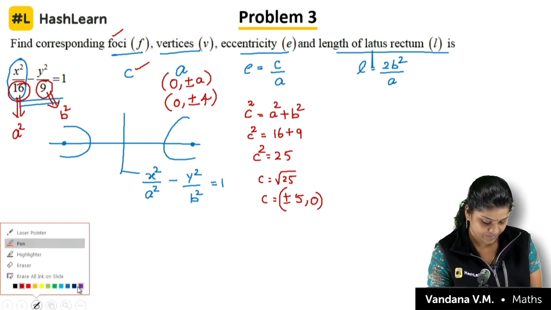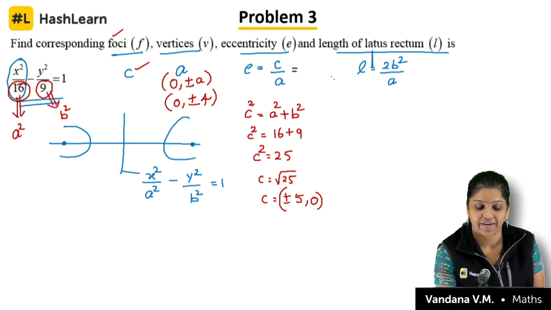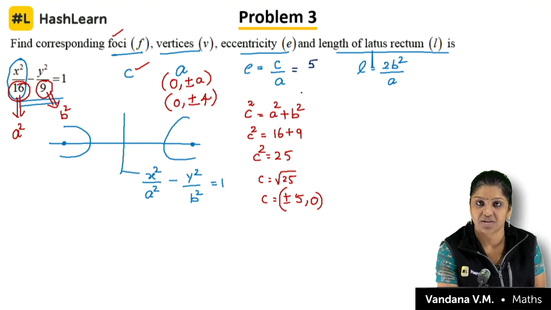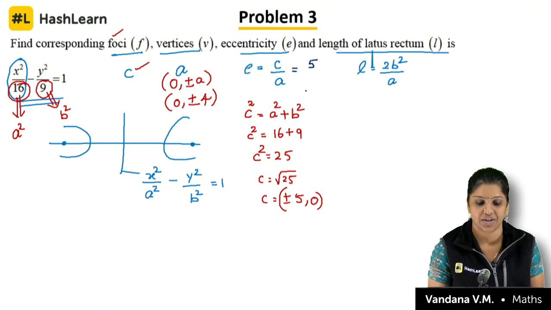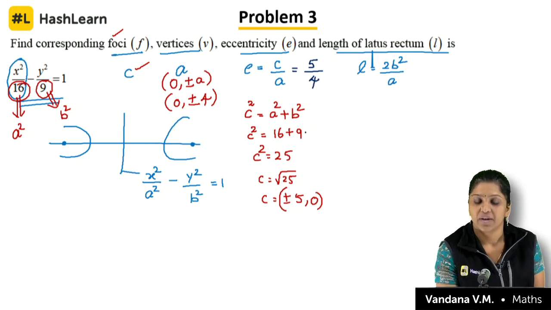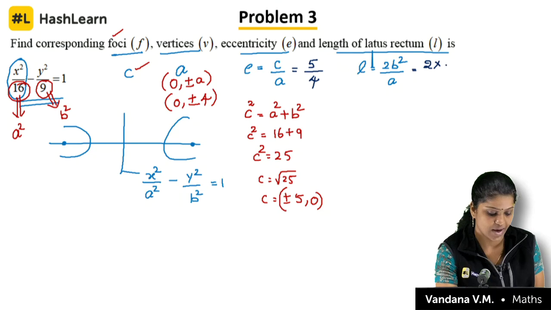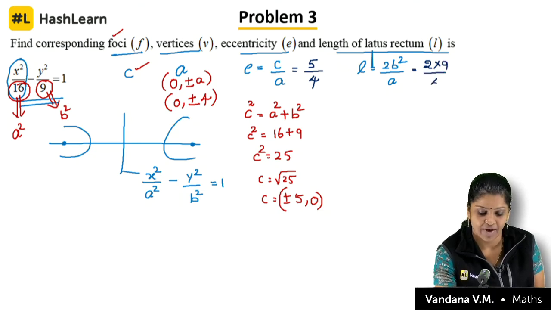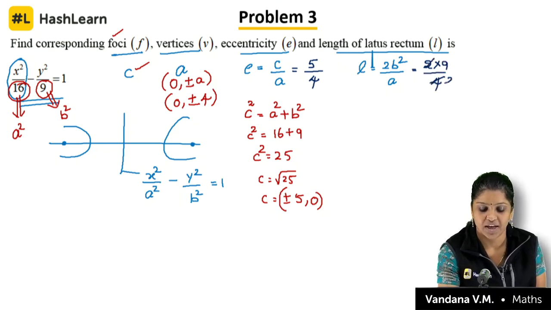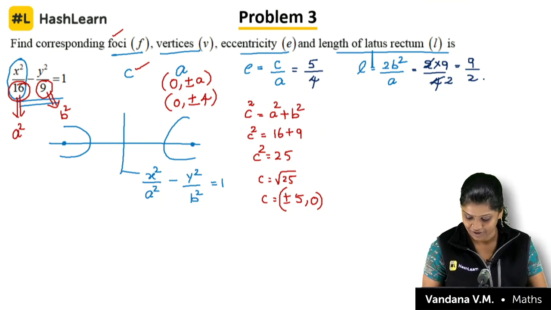Next, eccentricity, c by a. c value is 5, it is a distance, isn't it? You are not supposed to take minus value. So, 5 by 4. Next, find out the length of the latus rectum. 2 into b square value is 9, a value is 4, 2 2s are, 2 1s are. So, I will get the length of the latus rectum as 9 by 2. Clear children? Yes. Next.